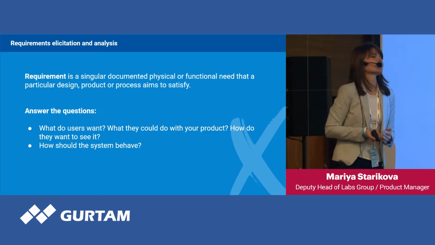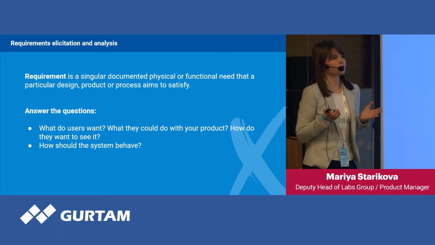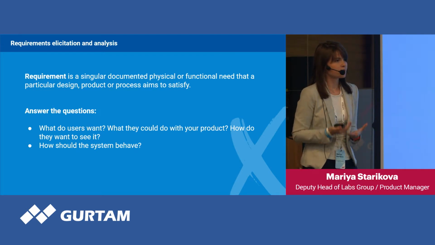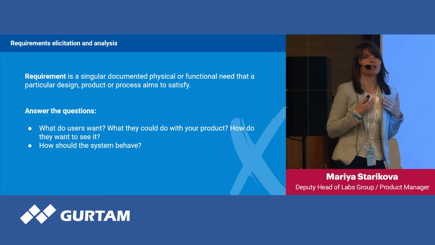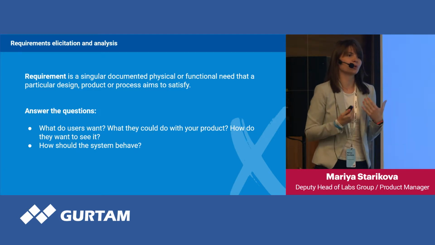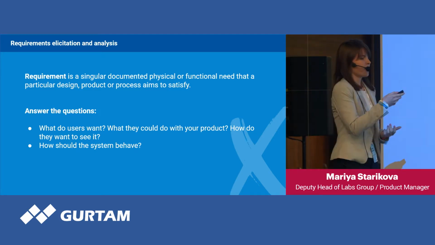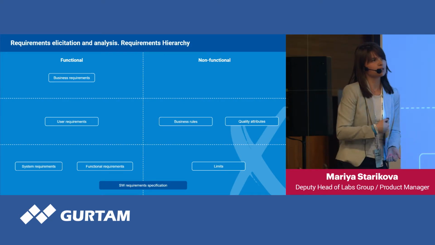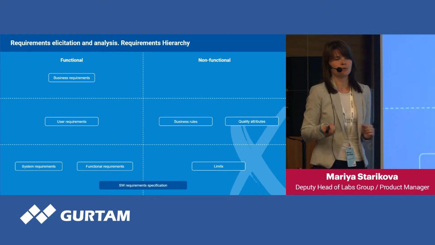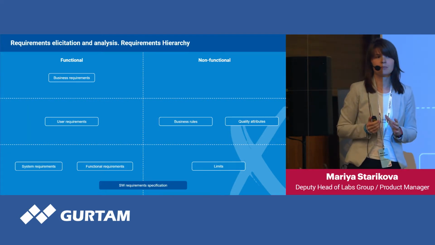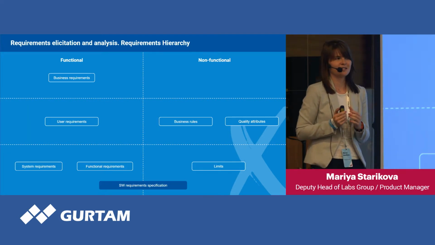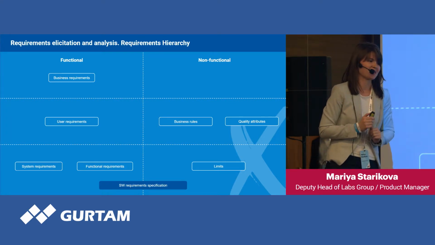A requirement is how our users see the system, what they want it to be, what they want the system to do, and what answers our users want to get from the system. And basically, on this slide, you can see that there are numerous types of requirements, but I would like to give some examples so that you understand that I'm telling the truth here.